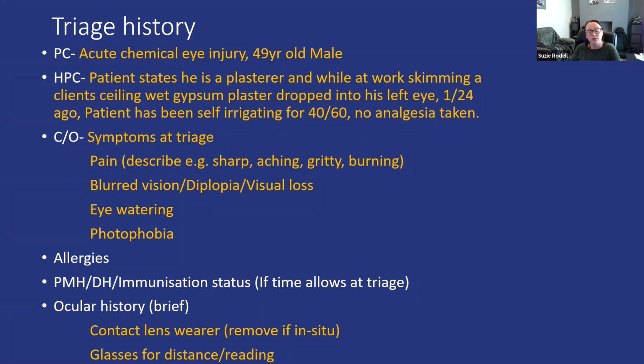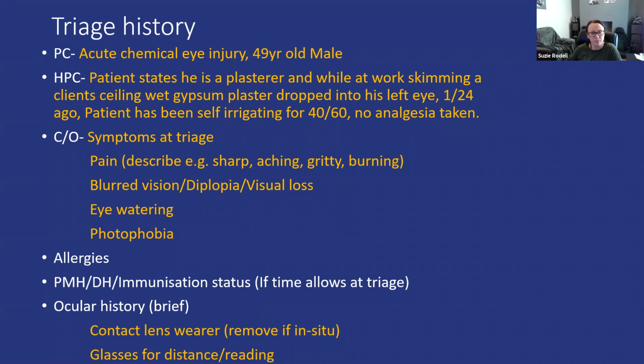So for triage nurses, you want to just clearly state this is an acute chemical eye injury. I tend to document the patient's age and a nice brief history of what happened. As an example, our gentleman that we talked about that walked in is a 49-year-old male. I would document it as: patient states he's a plasterer, while at work skimming a client's ceiling, wet gypsum plaster. So this is the type of chemical that would have entered the eye. How long ago? It was his left eye, 1 hour ago. He self-irrigated for 40 to 60 minutes and hadn't taken analgesia.